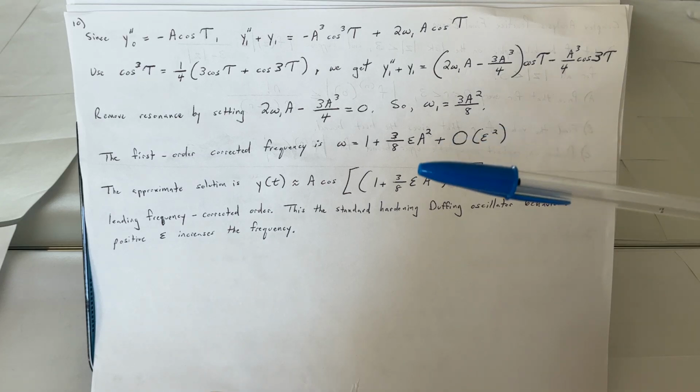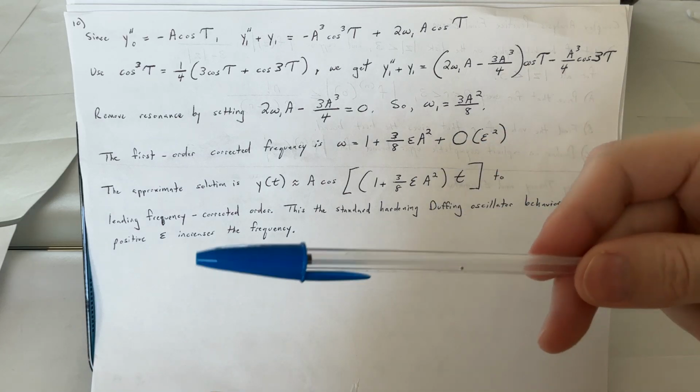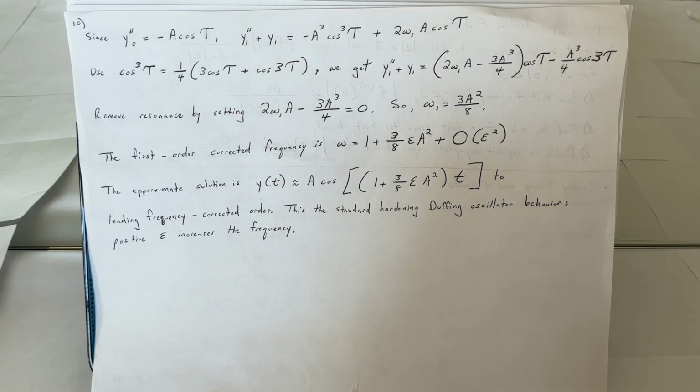So this is the standard hardening Duffing oscillator behavior. Positive epsilon increases the frequency.